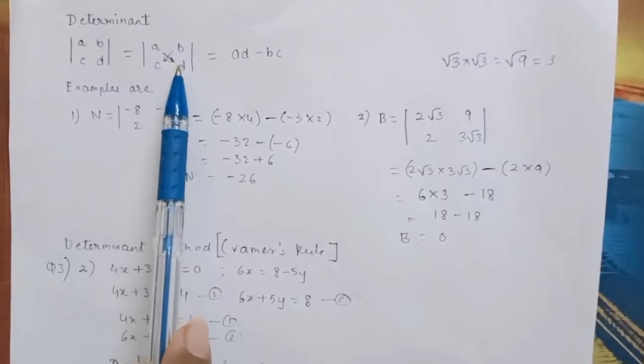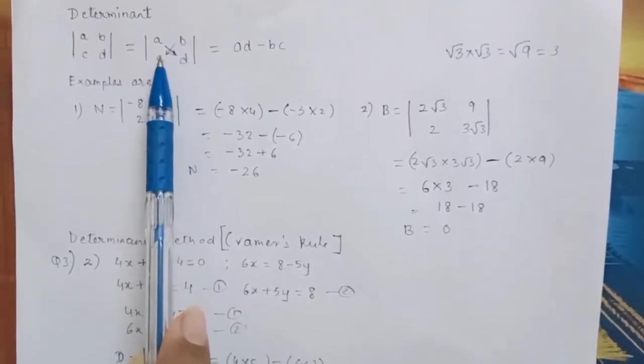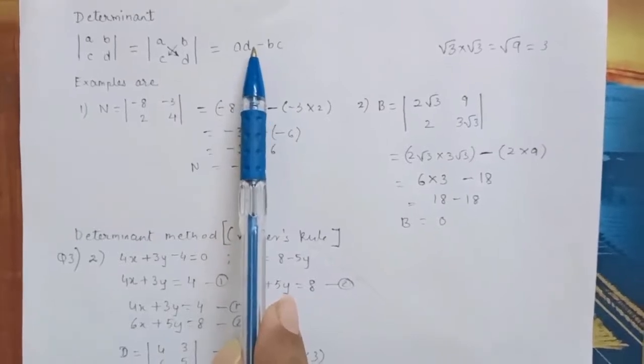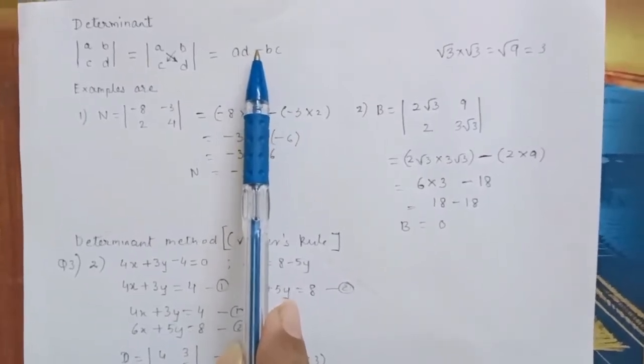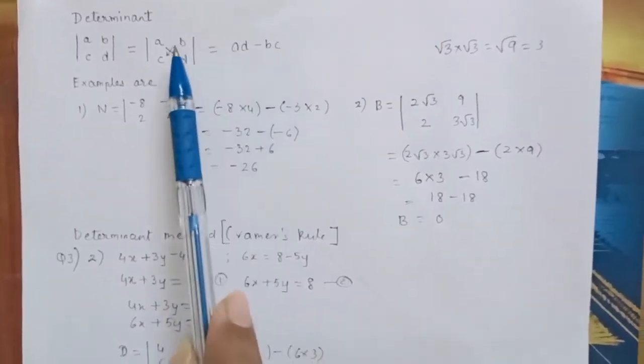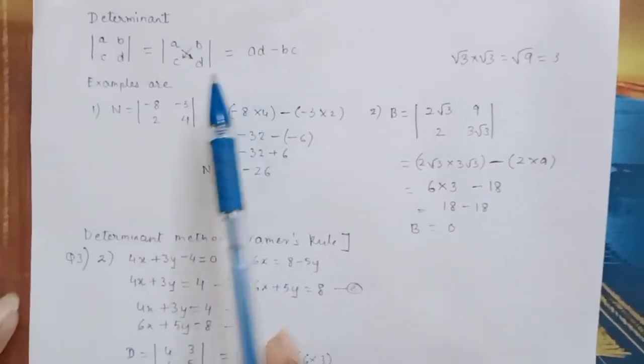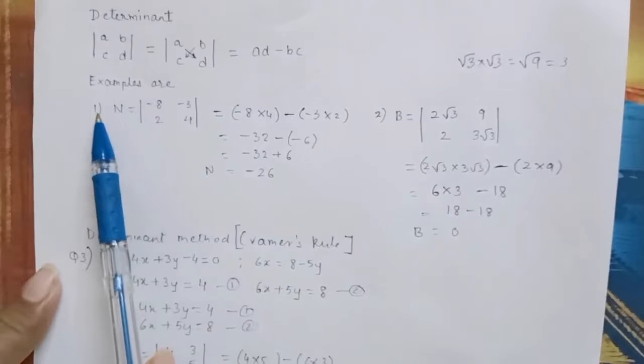A multiplied by D and B multiplied by C. We have to subtract: AD minus BC. We can see examples further given.